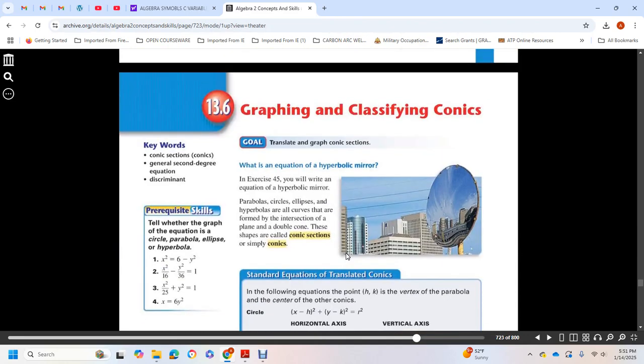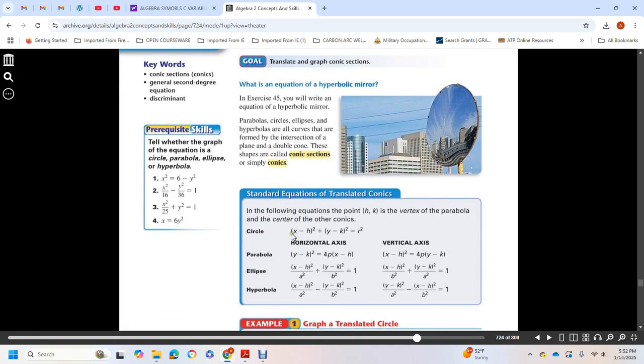13.6 Graphing and classifying conics: parabolas, circles, ellipses, hyperbolas. All these curves are formed by the intersection of a plane and a double cone. These shapes are called conic sections, or simply conics. The standard equations for the translated conics follow, where (h, k) is the vertex of the parabola and the center of the other conics.